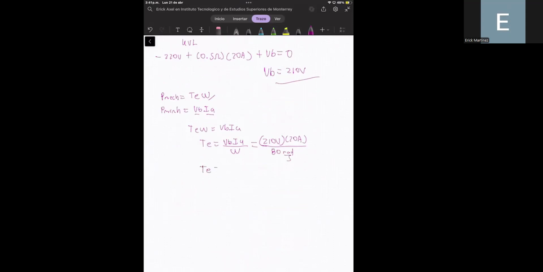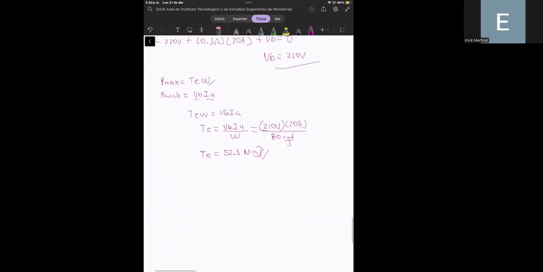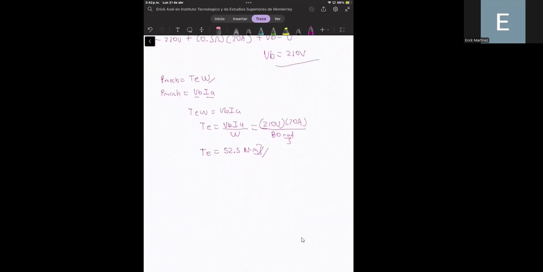So the electromagnetic torque is equal to 210 times 20 divided by 80. So the electromagnetic torque is 52.5 newton meters. Okay, so this is the electromagnetic torque of the motor. Okay, as you can see, solving these problems is relatively easy. It is not too difficult.